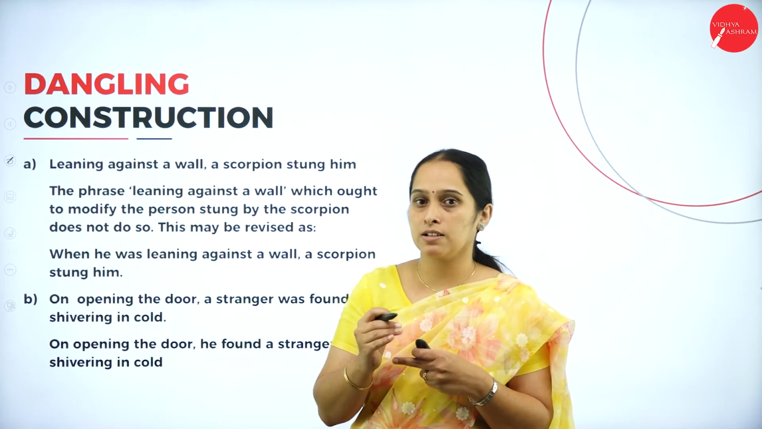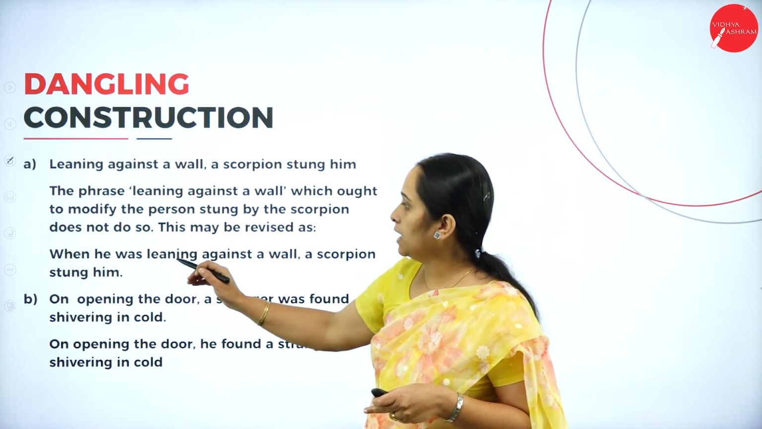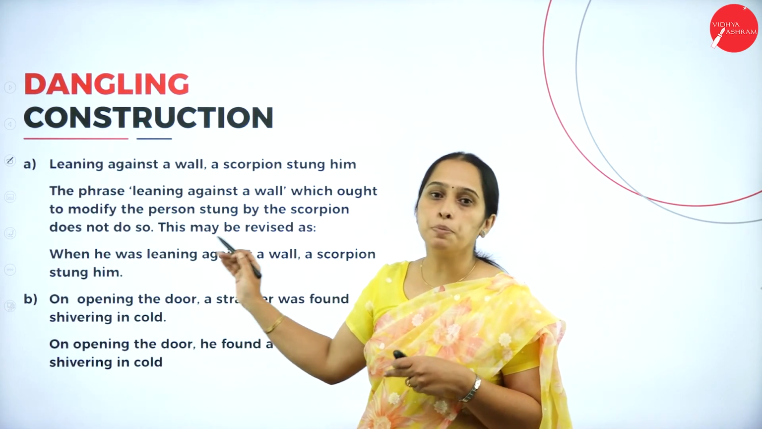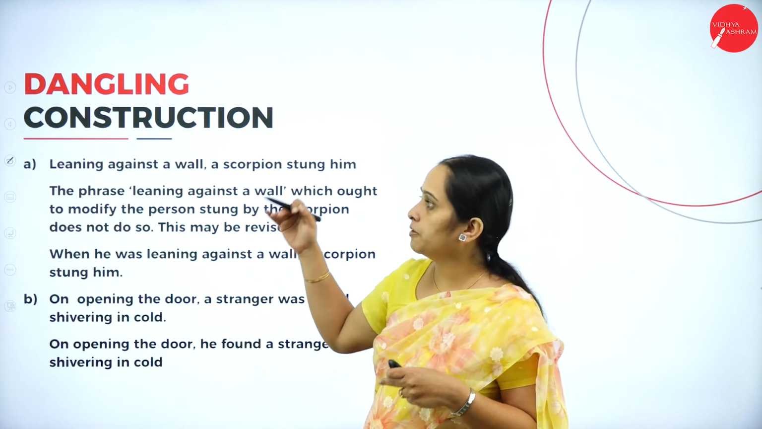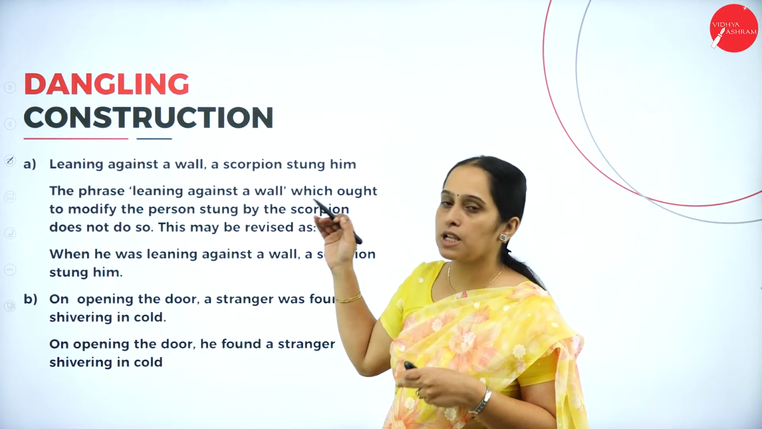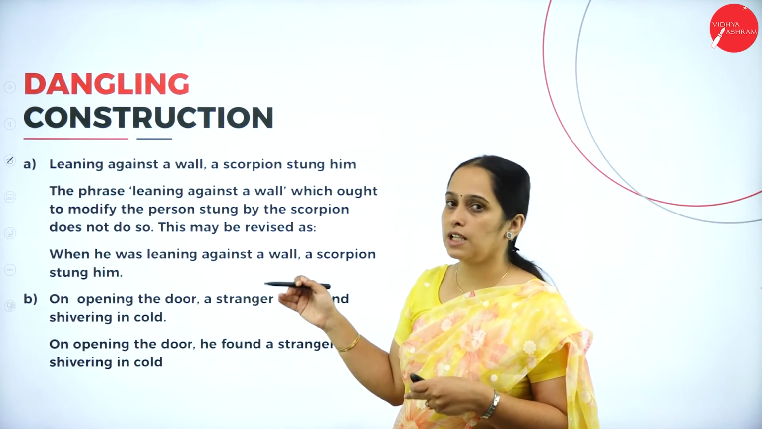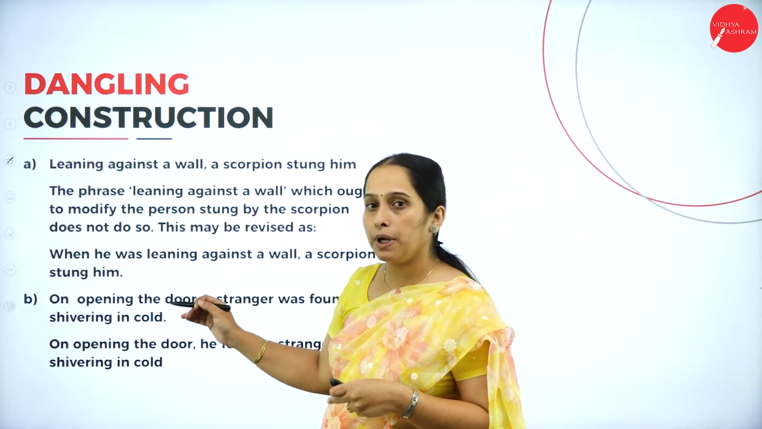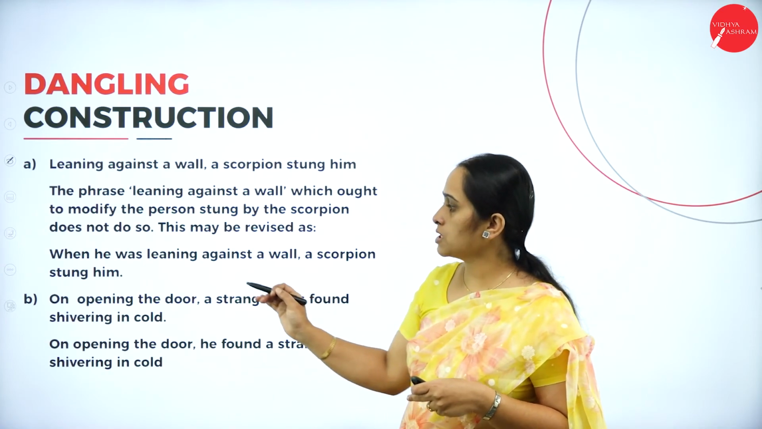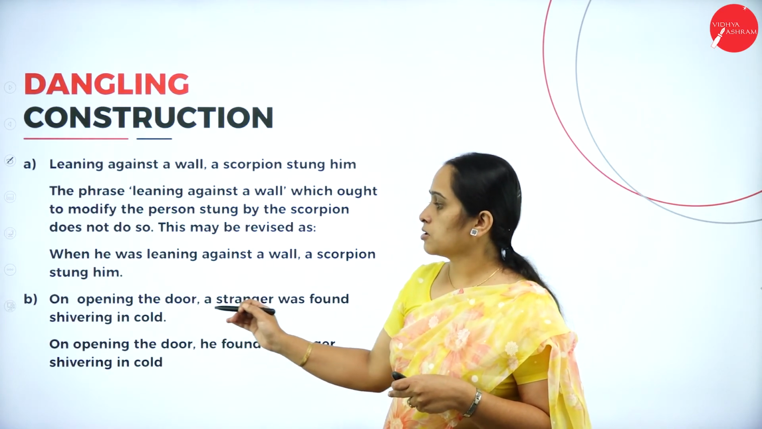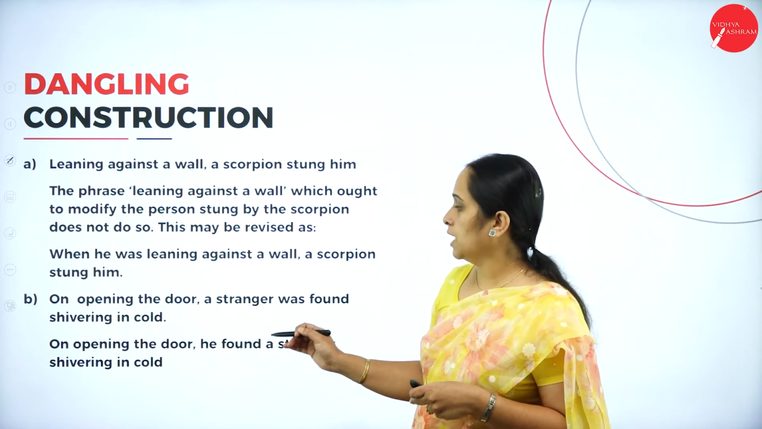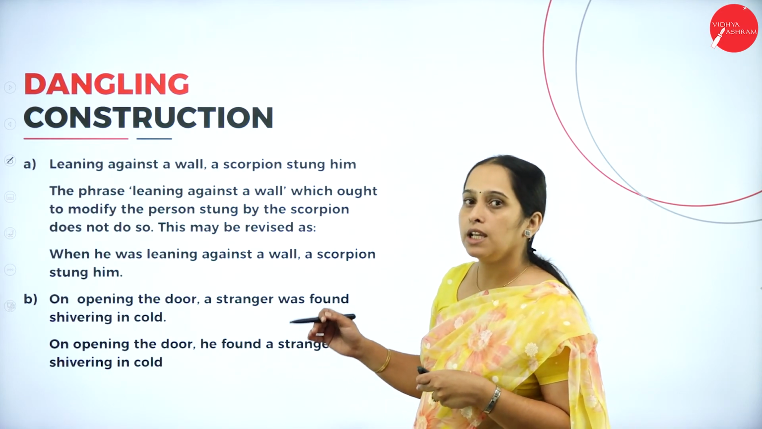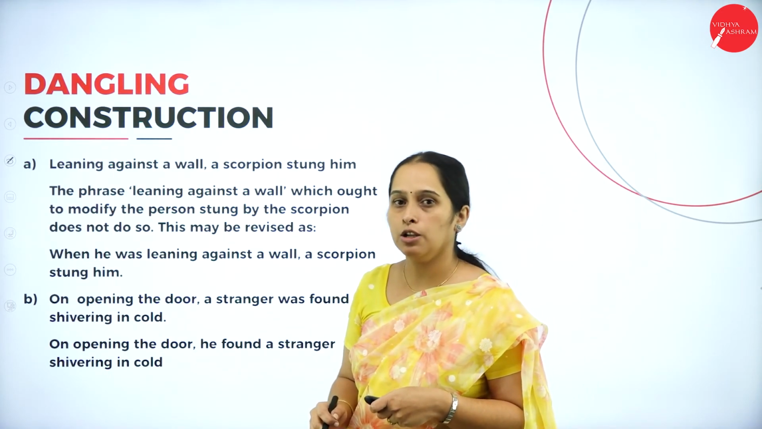We can revise it. We can invert the sentence: when he was leaning against a wall, a scorpion stung him. So this gives a proper meaning. Next one, on opening the door, a stranger was found shivering in cold. Got it? You can say, on opening the door, he found a stranger shivering in cold.